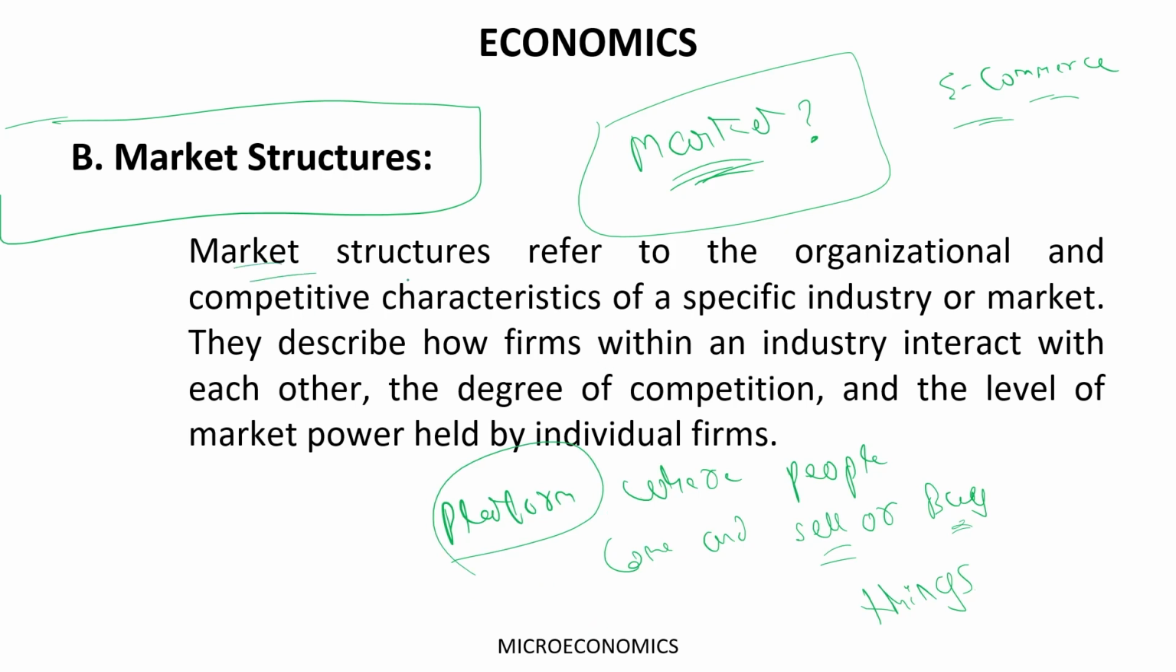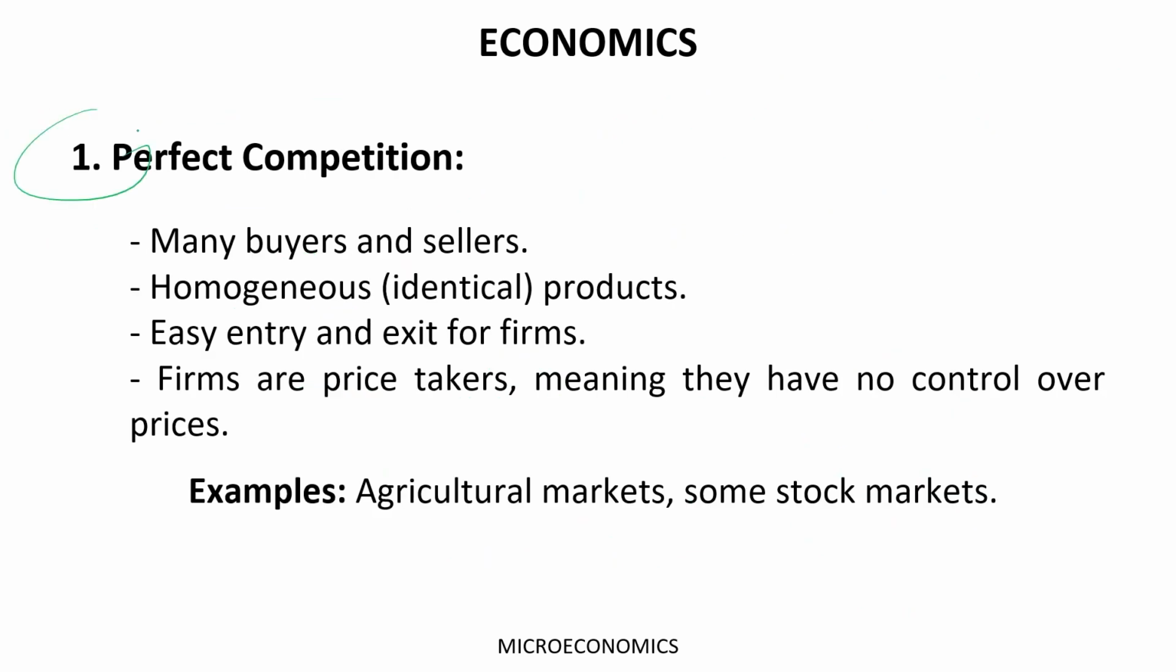Okay. And when we talk about market structures, it refers to the organizational and competitive characteristics of a specific industry or market. It describes how firms within an industry interact with each other, the degree of competition, and the level of market power held by individual firms. So market is a place, and market structure comprises all the things like firms' interaction within the industry, the degree of competition that prevails, and the level of market power held by the individual firms. Okay. So first we have perfect competition.